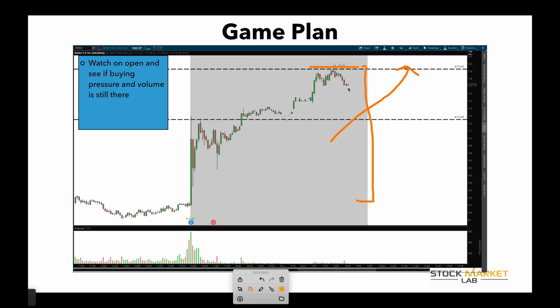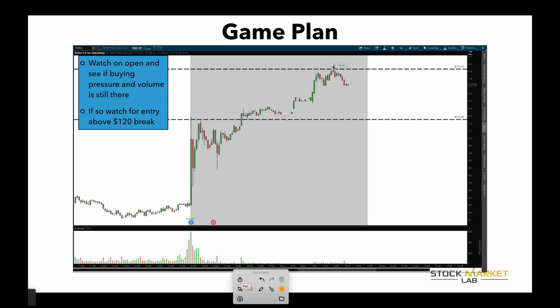We don't know. But what we can anticipate is because they had strong earnings, there is a possibility that this may continue rallying. Okay, so we are waiting on the open to see if there's buying pressure present and if volume is still there. If so, watch for entry above the 120 break.